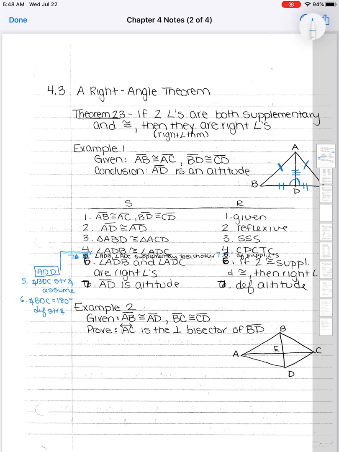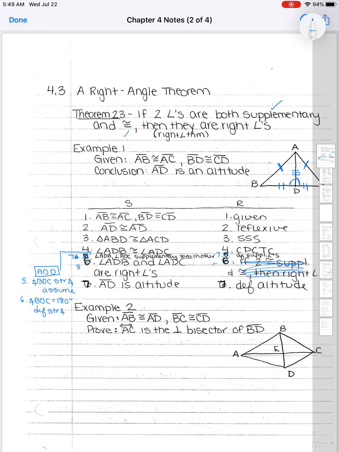And then at that point, this is 7, you can say that ADB is supplementary to ADC by definition of supplementary angles. So just make sure, when you're writing it out, 5 and 6 need to be included in there. Now, not only have we now, in line 4, proven that they were congruent, but in line 7, we just said that they were supplementary to each other.